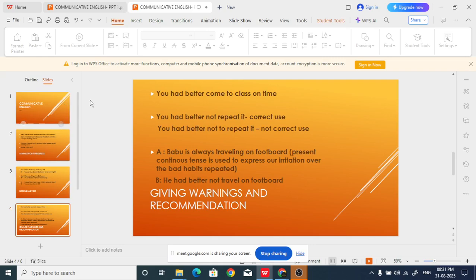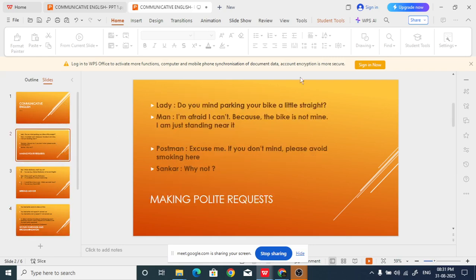Can you read this here? Can you read, Muhammad or Alona, one of you? Lady: Do you mind parking your bike a little straight? Man: I am afraid I can't because the bike is not mine. I am just standing near it. Postman: Excuse me, if you don't mind, please avoid smoking here. Shankar: Why not? Very good.